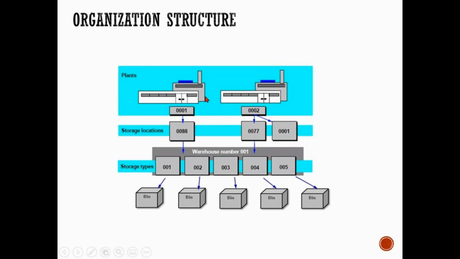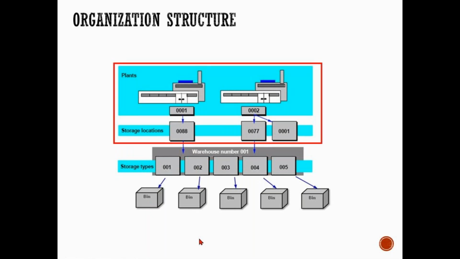And they say, I have two plants, but I only have one big building where I keep stock from both the plants. So in that case, they'll only have one warehouse. Inside that warehouse, they have different storage types, and they can segregate the stock accordingly. And within those storage types, they have the storage bin, where they keep actual stock or actual pallets.